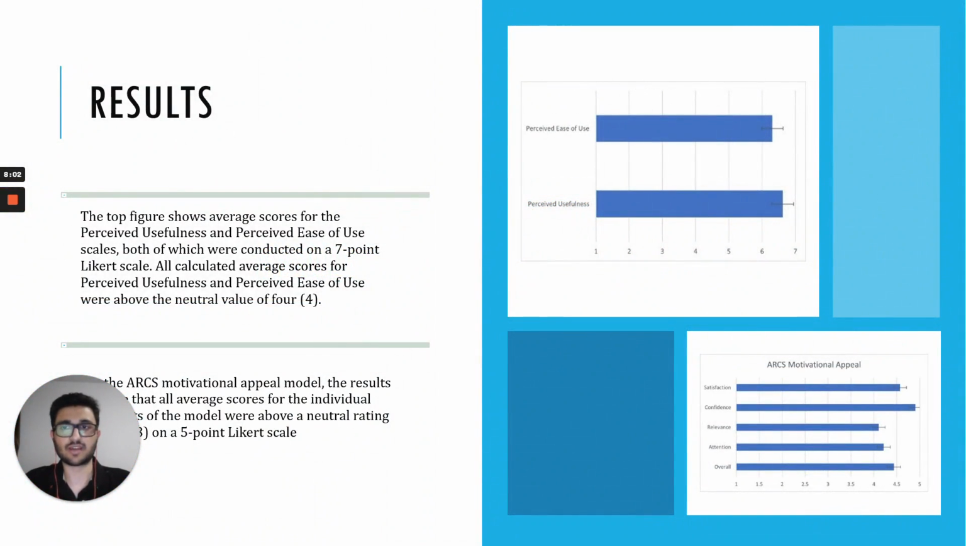The top figure shows average scores for perceived usefulness and perceived ease of use scales. Both of these were rated on the 7-point Likert scale, and we can see both of them are above the average of 4. The ARCS motivation appeal model was rated on a 5-point Likert scale. All individual constructs of the ARCS motivation appeal model have an average above the median of 3.